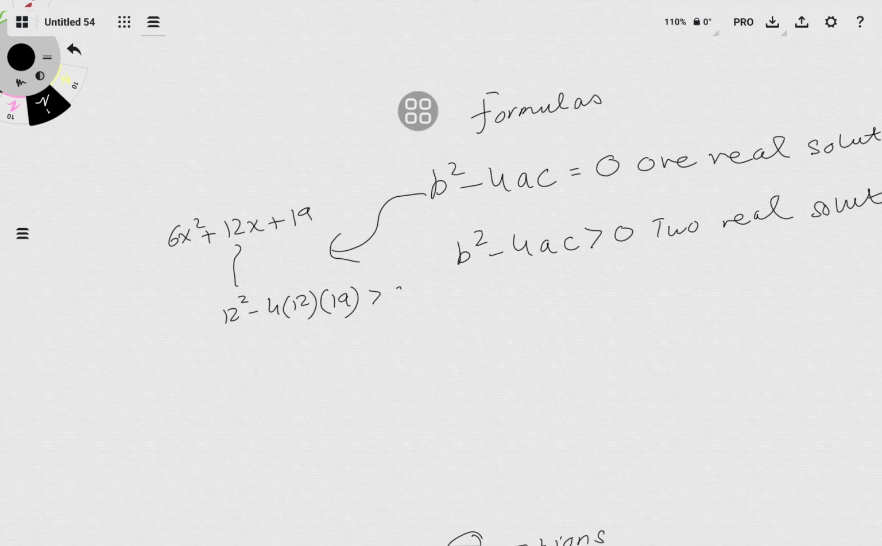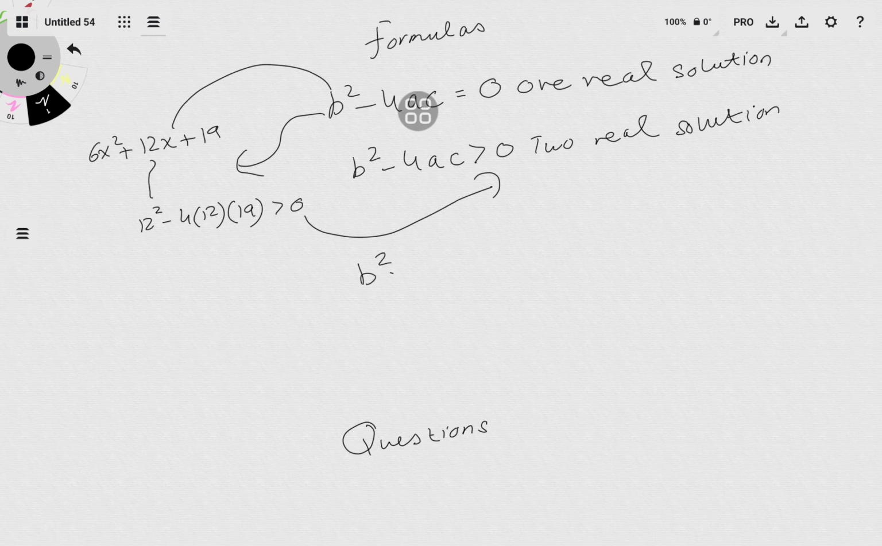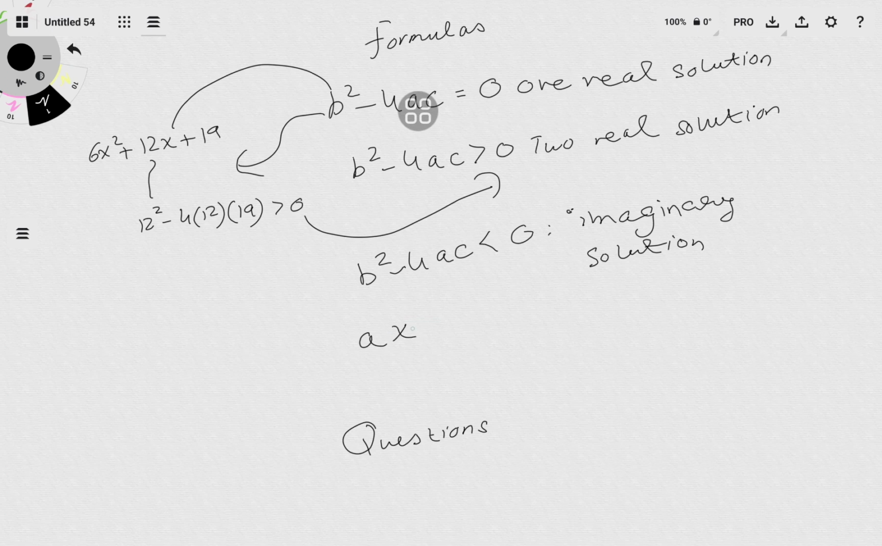So if this is greater than 0, it will have two real solutions. If it is equal to 0, it will have one real solution. And if it is less than 0, then it will have imaginary solutions.